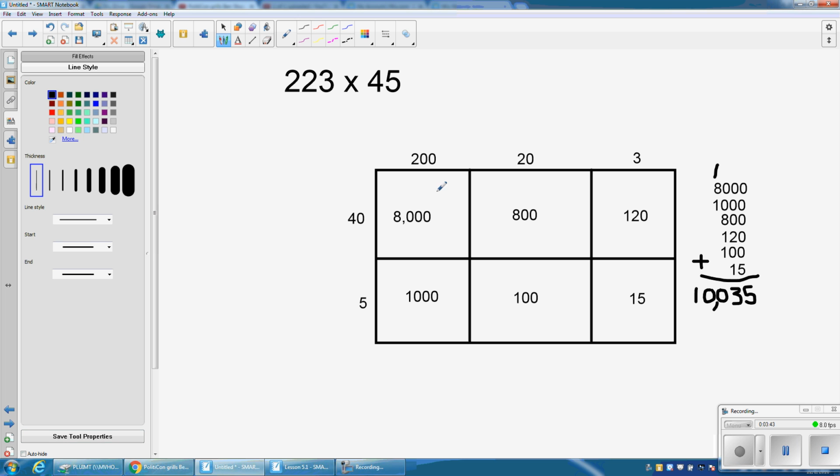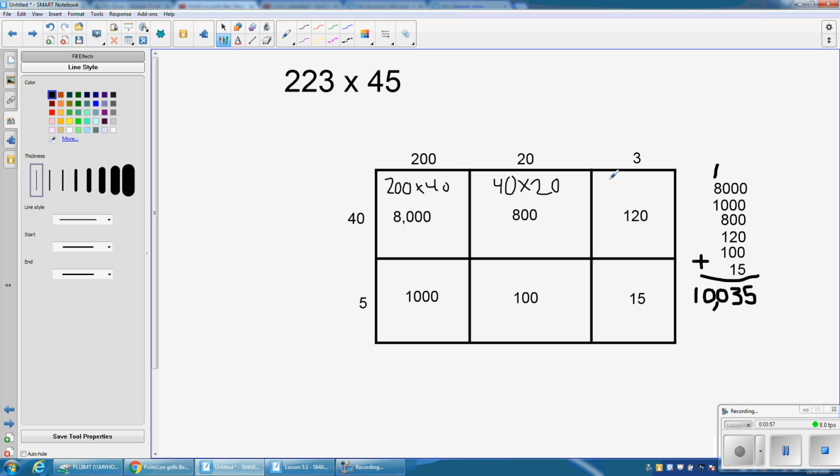Another thing that students can do that might help, let's see if I can make this a little bit thinner, is to write the problem in each of the boxes. So this one is 200 times 40 in this box. This one is, you could do 40 times 20 or 20 times 40, doesn't matter. The next one is 40 times 3. Down here would be 200 times 5, and then 20 times 5. You'll have to excuse my penmanship. I'm trying to write with a mouse. And then 3 times 5 in this box.